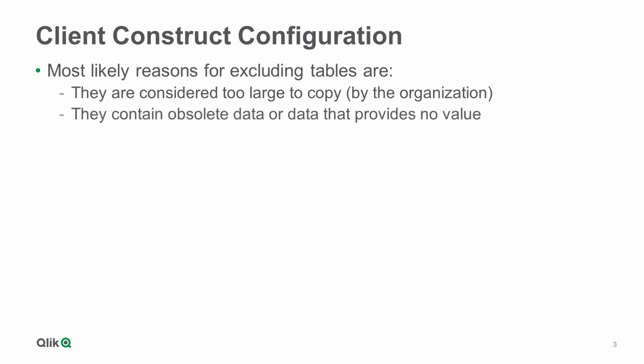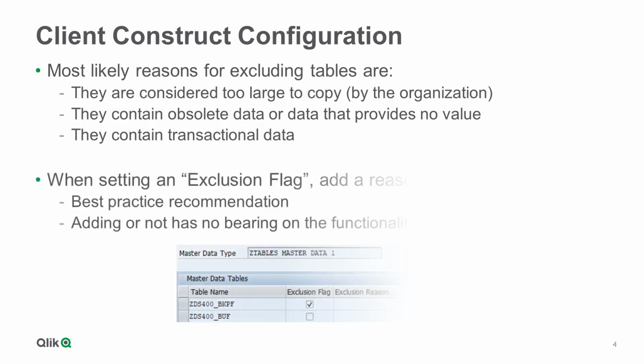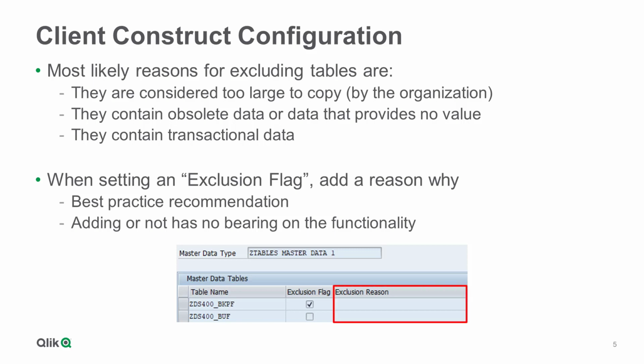A second reason is because tables may contain obsolete data, or copying the data simply provides minimal or no value. The last reason is because tables may contain transactional data, and therefore they should be copied using Data Echo instead. When setting a table with an exclusion flag, it is a best practice recommendation to add a reason why, though not adding this content has no bearing on the functionality.